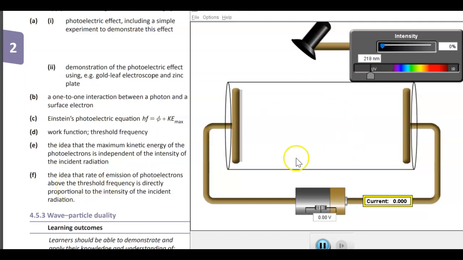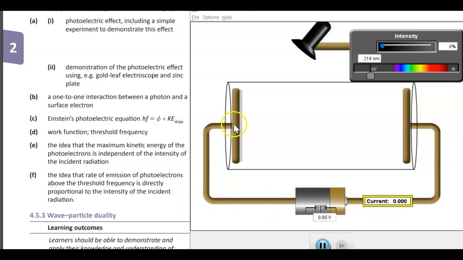So over here, let's just explain what this experimental setup is. First of all, we've got a lamp at the top. We've got a glass cylinder, which is an evacuated tube. On the left-hand side is the metal called the photocathode. In this case, I've set it to be zinc. And on this side is the anode. And then you've got a wire which links the anode all the way back through an ammeter, a power supply, back to the photocathode.